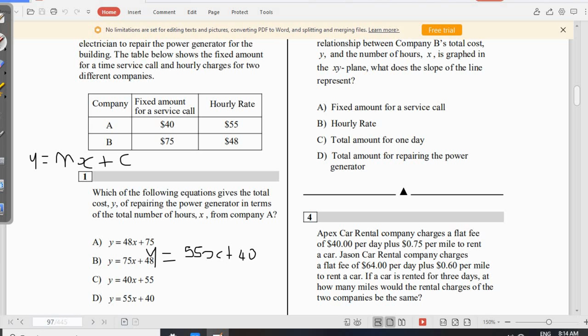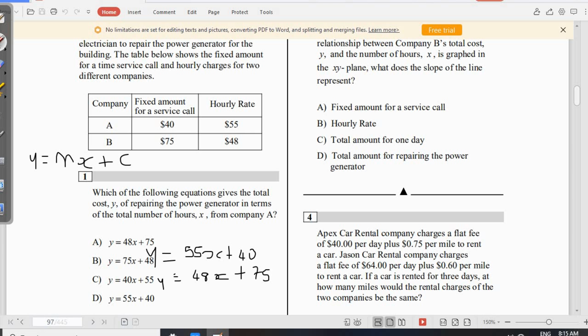Then for company B we have y equals 48x plus 75.